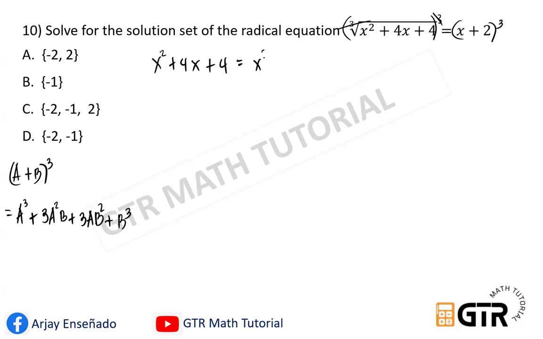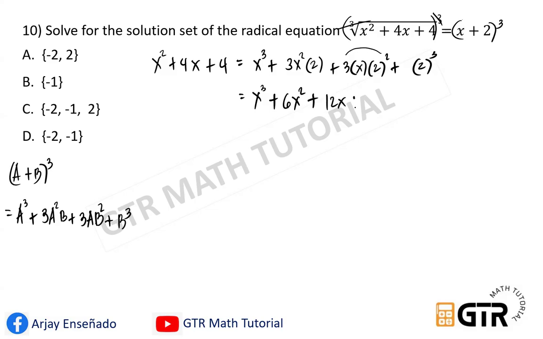So we have x cubed plus 3 square of this, so we have x squared times the second term, we have 2, plus 3 times the first term, x, times square of the second term, we have 2 squared, plus cube of the last term, we have 2 cubed. Okay, let's just simplify. So we have x cubed plus 2 times 3, we have 6x squared, plus square first, 2 squared is 4, times 3, we have 12x, plus 2 times 2 times 2, we have 8. Just copy x squared plus 4x plus 4.